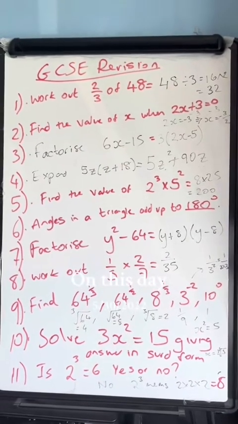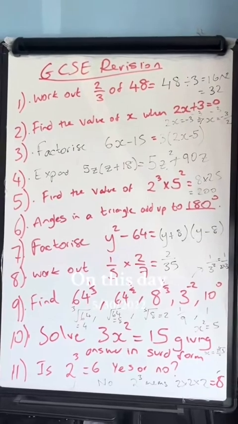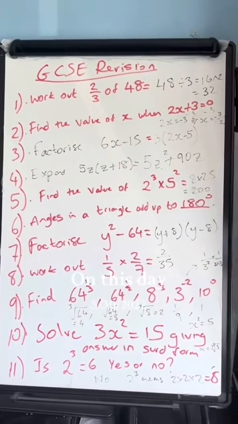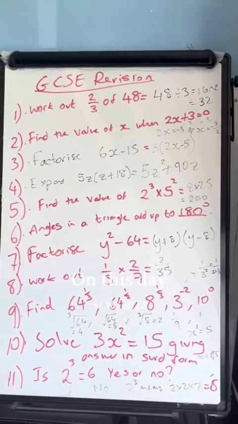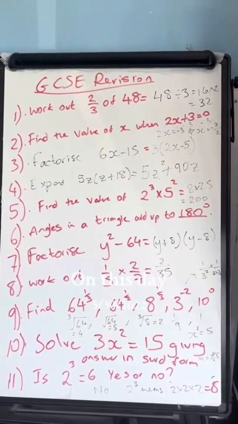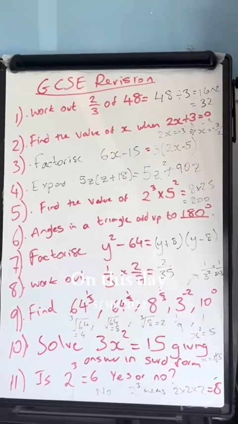Okay, this is question number 2. Find the value of x when 2x plus 3 equals 0. Well, I take away 3 on both sides to balance the equation. So I get 2x is equal to -3.